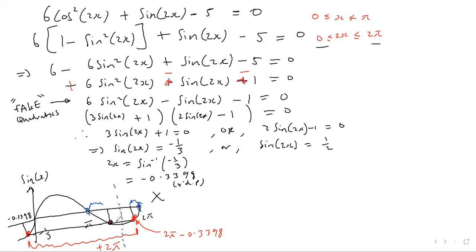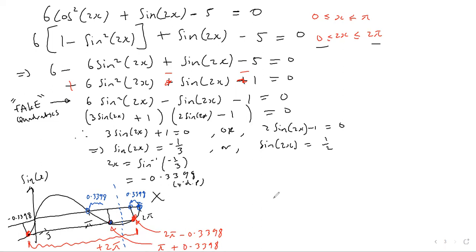So this is going to be pi. So you know that the gap between 2 pi and this number there, 2 pi minus 0.3398, that gap there is going to be 0.3398. So this gap there is also going to be 0.3398. So this x value here is going to be pi plus 0.3398. So yeah, that would be our second solution for that particular case for the problem.